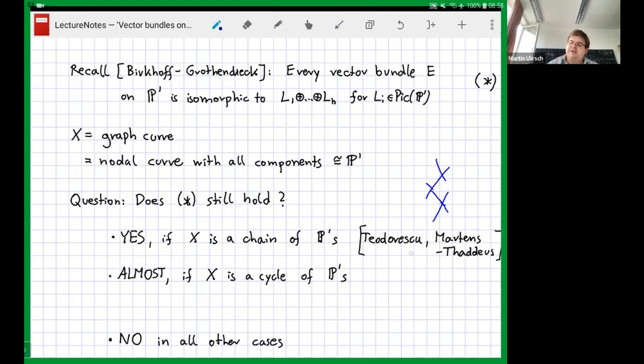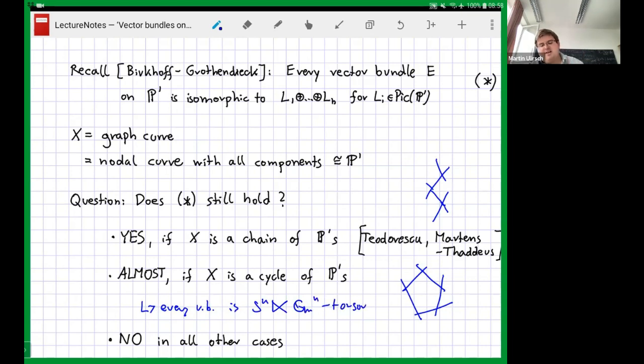And that's due to Theodorescu and Martin Stadius. Using that situation, you can also generalize it to a cycle of P1s, which is the special fiber of the Tate curve, just saying. So here it's only almost true, though. It's not a direct sum per se, but it says that every vector bundle is actually an S_n semi-direct product G_m^n torsor if X is a cycle. So that's almost the same thing. If there was no S_n, then it would be a sum of line bundles.